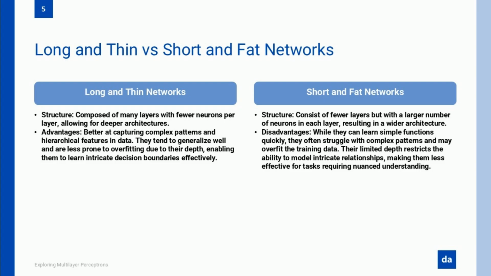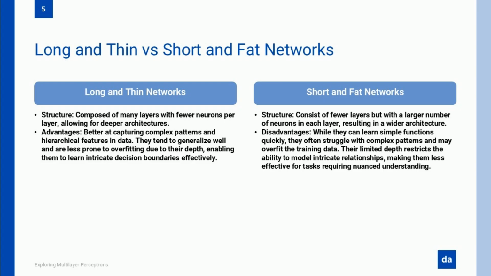All right, so we've established that multi-layer perceptrons are powerful. They can approximate any function given enough neurons and layers. But now comes the million-dollar question, what's the best way to build one? Should we go for a deep and narrow network, long and thin, or a shallow and wide one, short and fat? This might sound like an engineering decision, but it's actually a fundamental debate in AI. And trust me, the answer is not as straightforward as you might think.